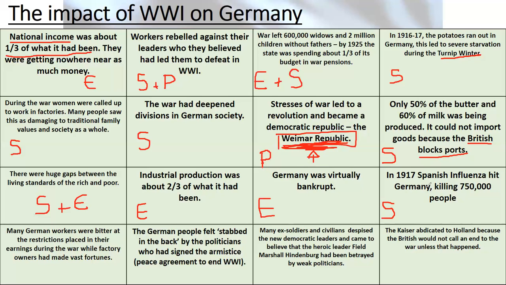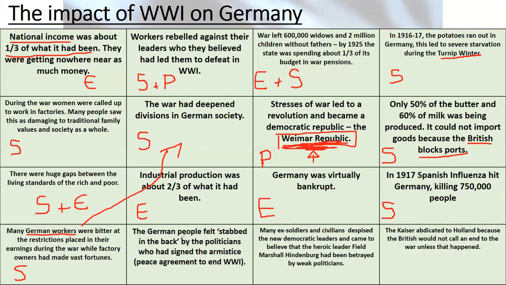Many German workers were bitter at the restrictions placed on their earnings during the war, while factory owners had made vast fortunes. Now this group here, the German workers, were a group that had to be won over by anyone in Germany if they wanted to be successful in politics. We're going to talk about this a bit later, but the German workers, because they made up such a vast number of the population, are absolutely vital for the political parties to get power. The fact they were unhappy and the factory owners had been making a lot more money is going to cause divisions, so social. It very much links to this one here.